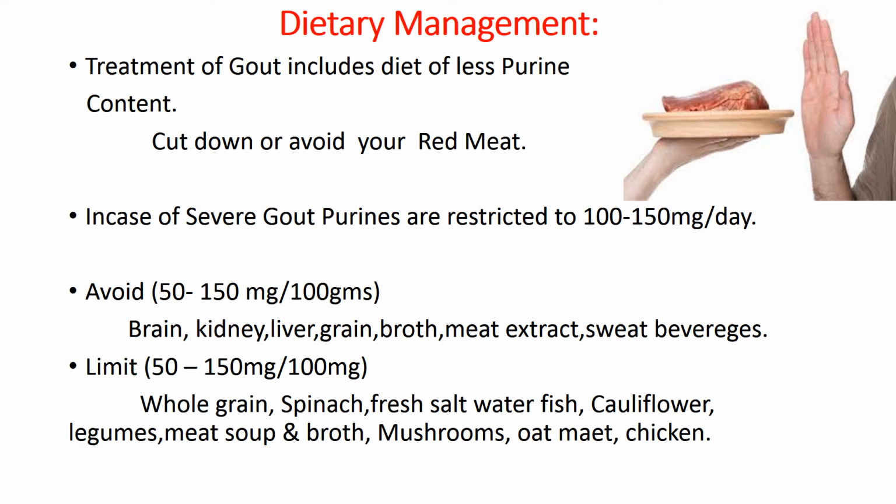We have to avoid brain, kidney, organ liver, gravy, broth, meat extract, and sweet beverages, which has been already discussed in the previous slide. And we have to limit whole grain, spinach, fresh saltwater fish, cauliflower, legumes, meat soup and broth, mushrooms, oatmeal and chicken. In the next slide, we'll know about the medications to treat gout attacks.